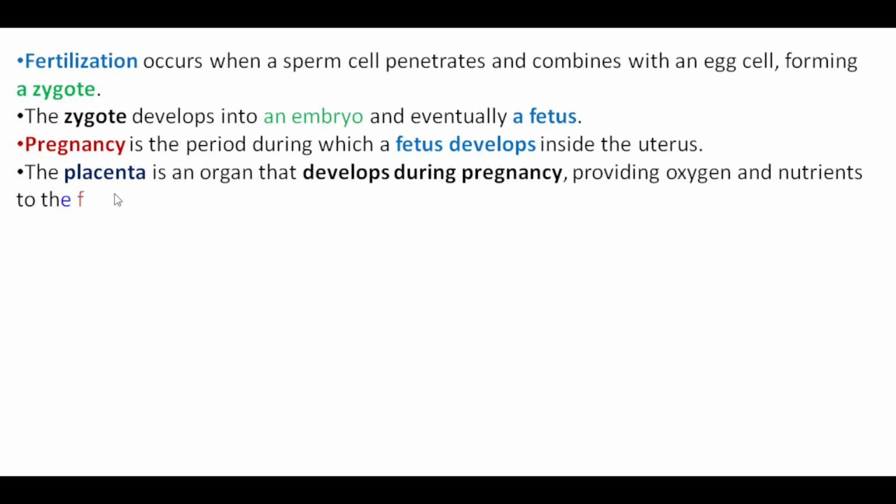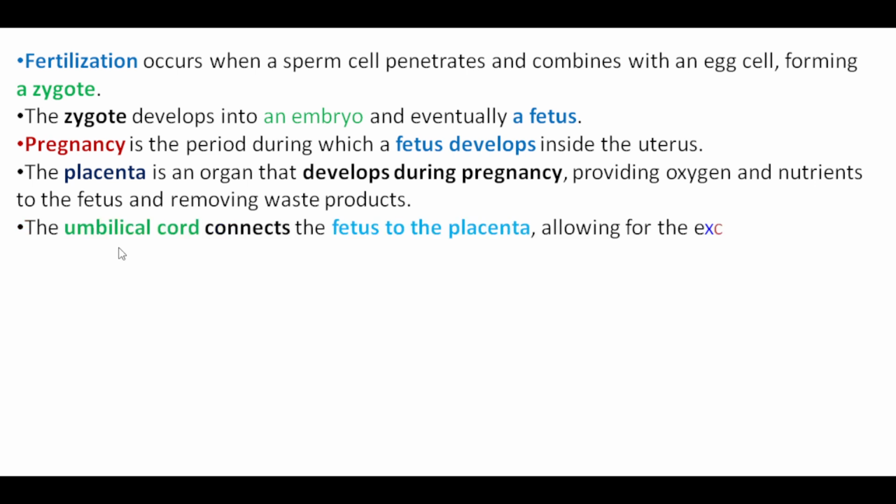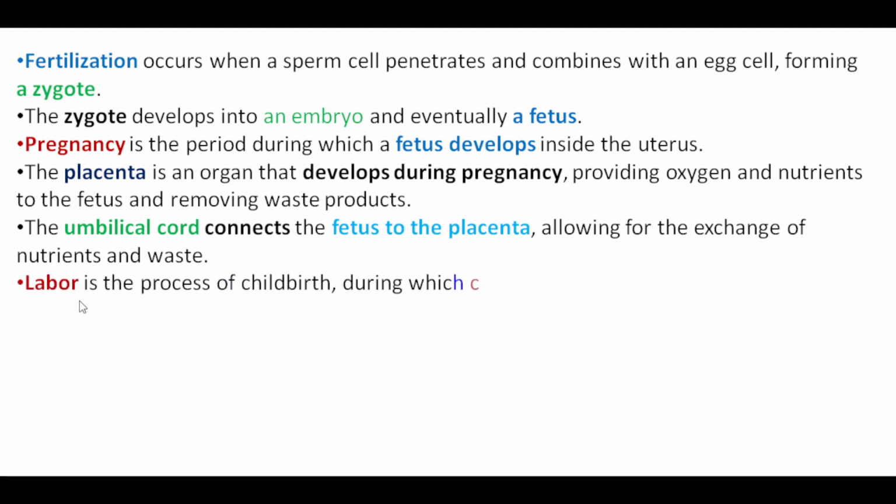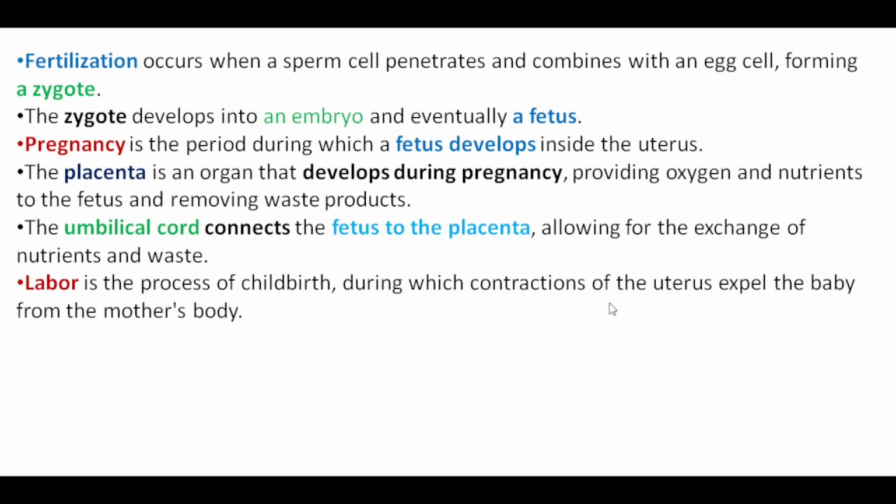The placenta is an organ that develops during pregnancy, providing oxygen and nutrients to the fetus and removing waste products. The umbilical cord connects the fetus to the placenta, allowing for the exchange of nutrients and waste. Labor is the process of childbirth during which contractions of the uterus expel the baby from the mother's body.